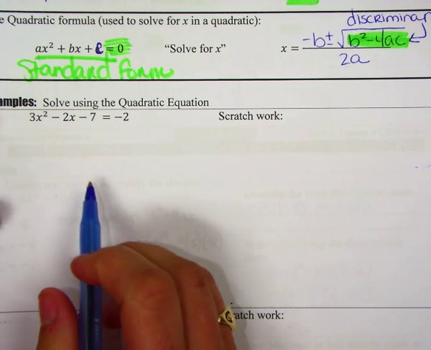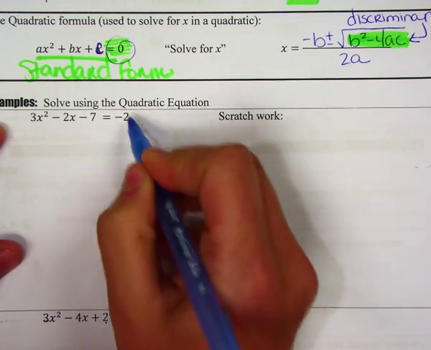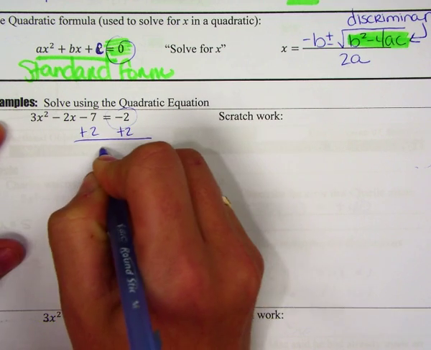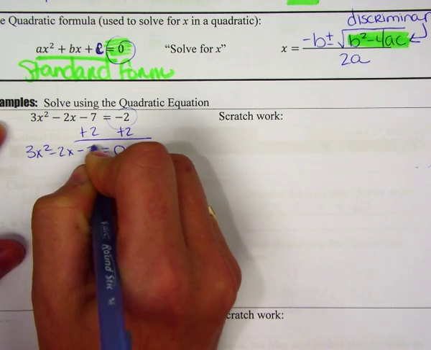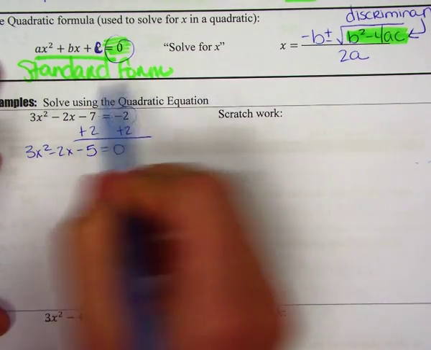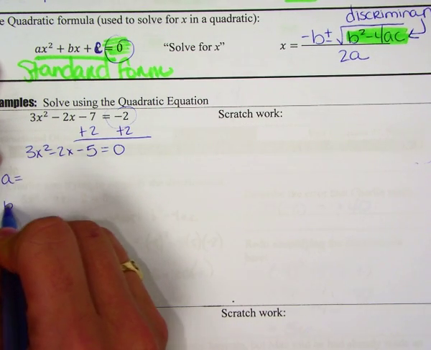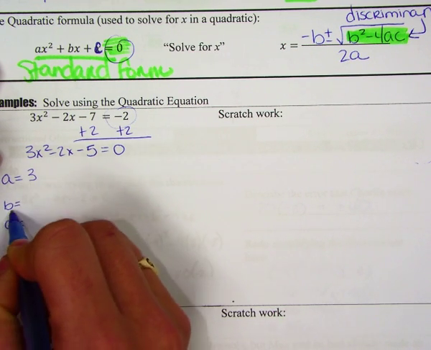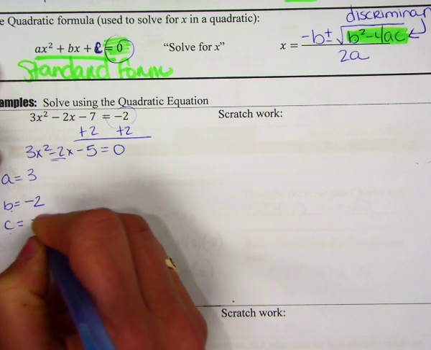We're going to solve for x using the quadratic equation. First, we have to look to see if it is set equal to 0, and it's not, so we'll go ahead and add 2 to both sides, leaving us with 3x squared minus 2x minus 5 equals 0. To use the quadratic formula, we need to know what a, b, and c are, so I'll list them here. A is 3. B is the coefficient of x, which is negative 2. C is the constant, which is negative 5.